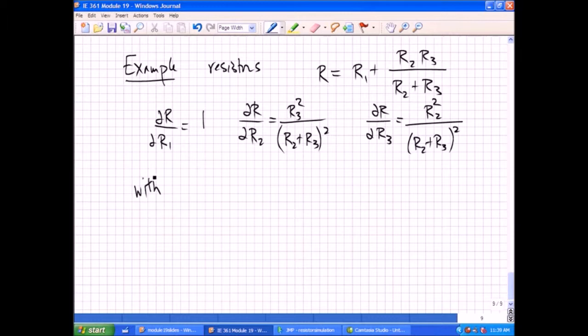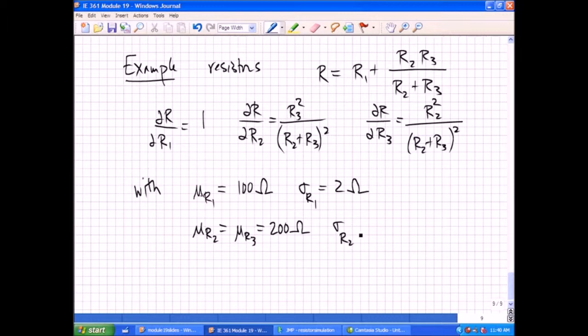And so then, for example, if I had, say, a mean of R1 of 100 ohms, with a standard deviation for R1 of 2 ohms, and both mean for R2 and mean for R3 of, for example, 200 ohms, with a standard deviation for R2 equals standard deviation for R3 of, say, 4 ohms, we might ask ourselves, well, what about a mean and a standard deviation for resistances of assemblies of this type?